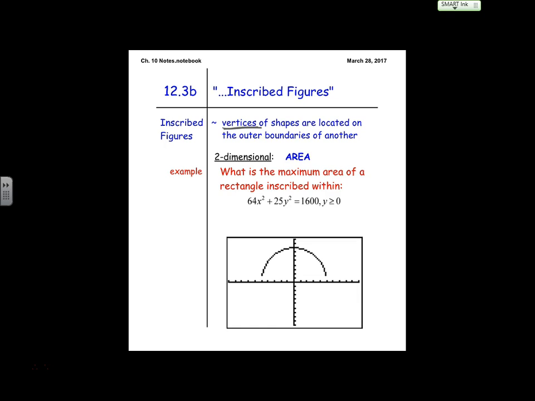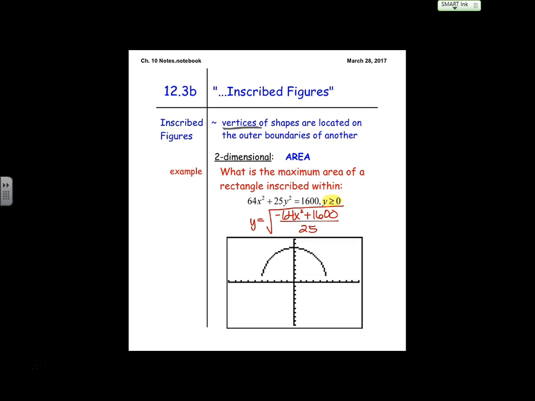Make y by itself. So y is equal to, long story short, I subtracted the 64x squared, which added to the 1600. I divided by 25 and was too lazy to reduce because it's going in my calculator anyway. And I put a square root, only positive because, what did it tell me over here? Y is greater than or equal to zero. So forget the plus or minus, I only had to do the positive one. Okay. Can you plug and chug something like that into your calculator?